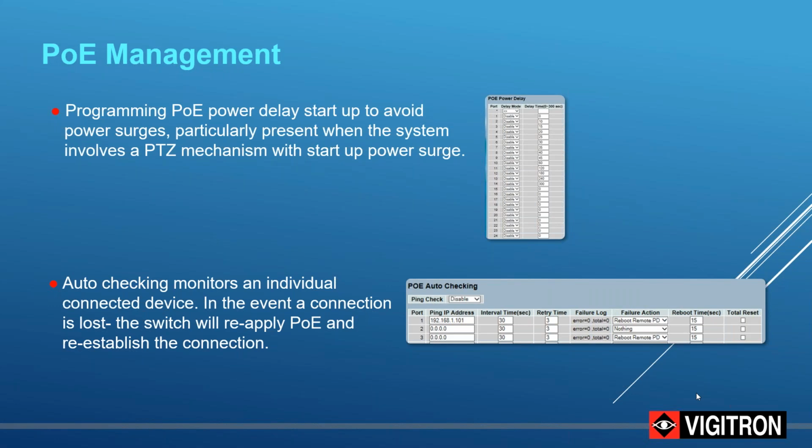In the Vigitron switches, you can delay the PoE power so that those heavier draw items can be started up as much as 5 minutes after the start of the regular PoE, at any time frame that you want. And therefore you get a nice even application of PoE power, protecting the switch.